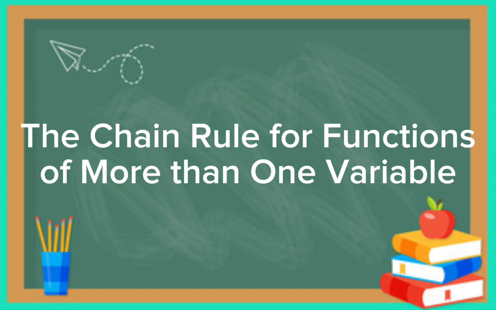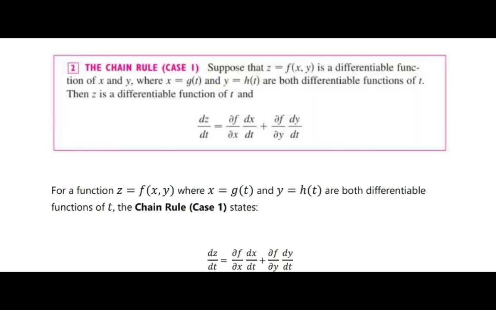So this is essential for problems involving related rates, implicit differentiation, and functions defined parametrically in multiple dimensions. Our learning outcomes for this discussion are to apply the chain rule for functions of two or more variables, to differentiate composite functions with multiple intermediate variables, and to solve applied problems using the multivariable chain rule. So let's start with our lesson.